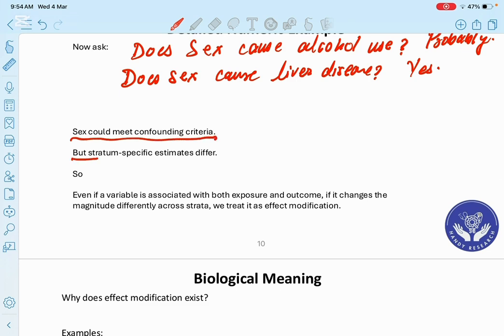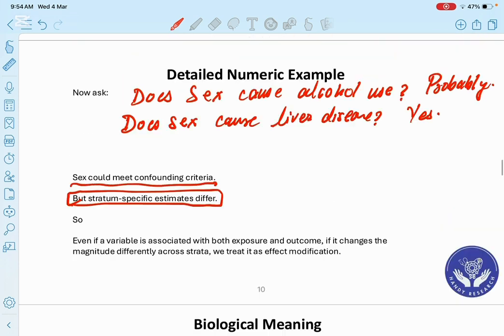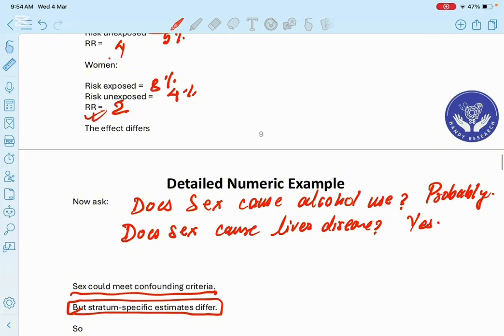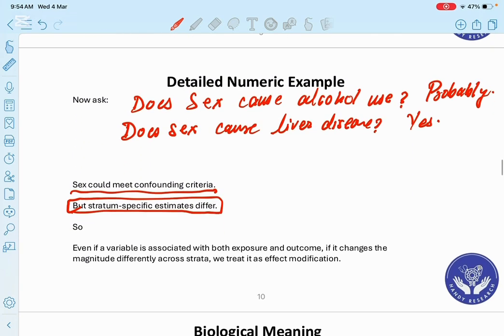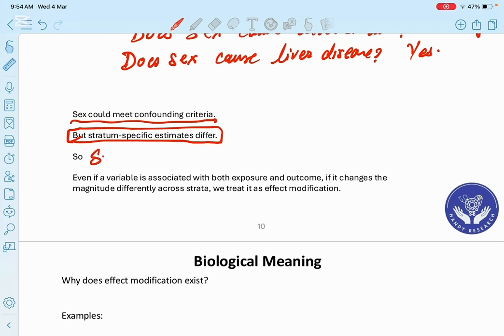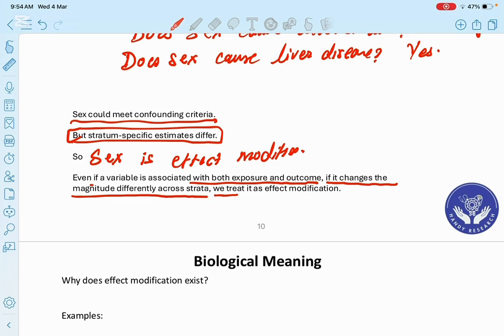But the stratum-specific estimates differ as well. Here in male and female they are different. That's why sex is not only a confounder but also an effect modifier. Even if a variable is associated with both exposure and outcome, which is the definition of confounding, if it changes the magnitude differently across strata, we treat it as effect modification.